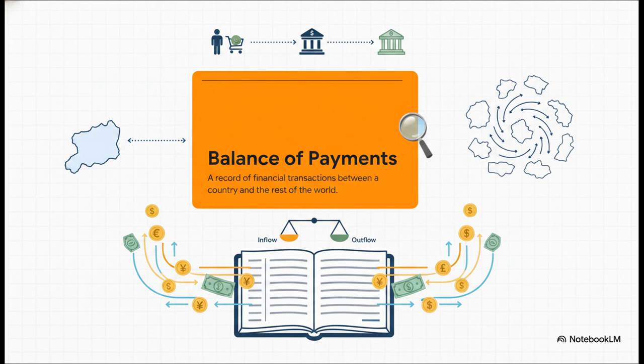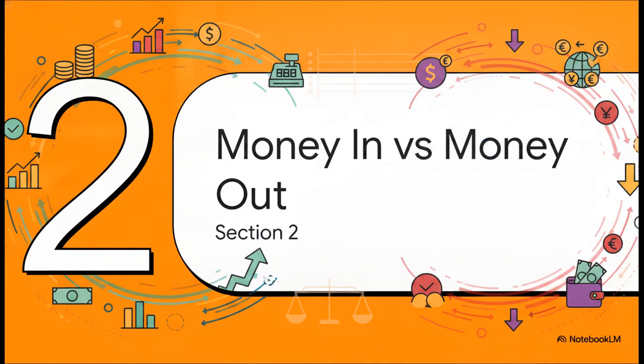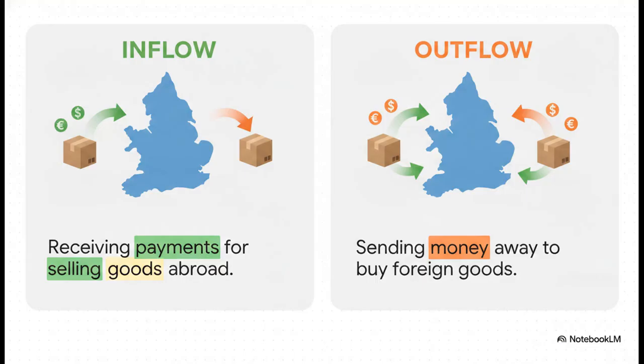And we are talking about everything here, folks, from a multinational corporation executing billions in foreign direct investment all the way down to a tourist just buying a quick cup of coffee at an airport cafe. The whole shebang. Moving right along to Section 2, money in versus money out. Now that we know what the ledger actually is, let's figure out the fundamental rules for how these global entries get recorded. Every cross-border transaction relies on directionality.